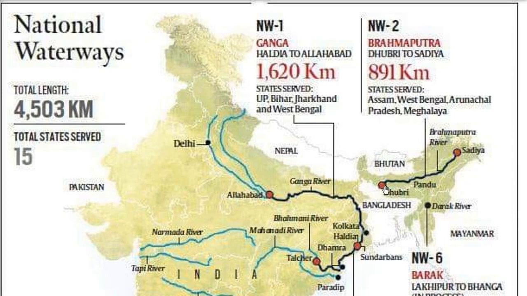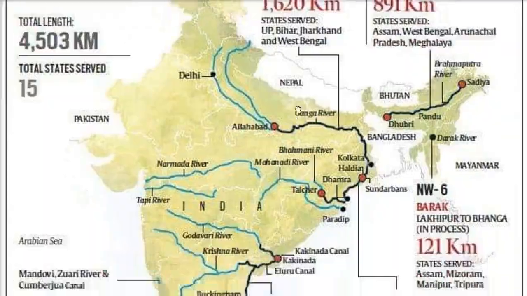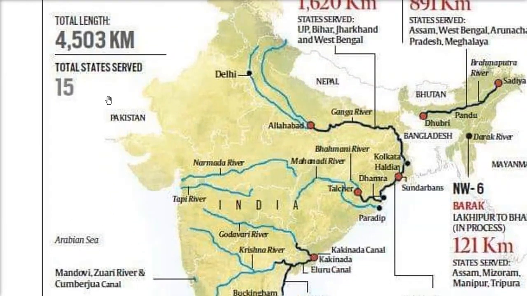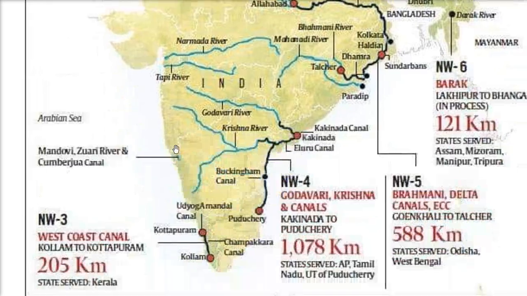It starts at Dhubri here, and it reaches up to Sadia. So Sadia to Dhubri. This is 891 kilometers of stretch, and the states being served are Assam, West Bengal, Arunachal Pradesh and Meghalaya. Here we are talking about NW1. It is around 1,620 kilometers. So around 15 states are being served of this total length of 4,500.